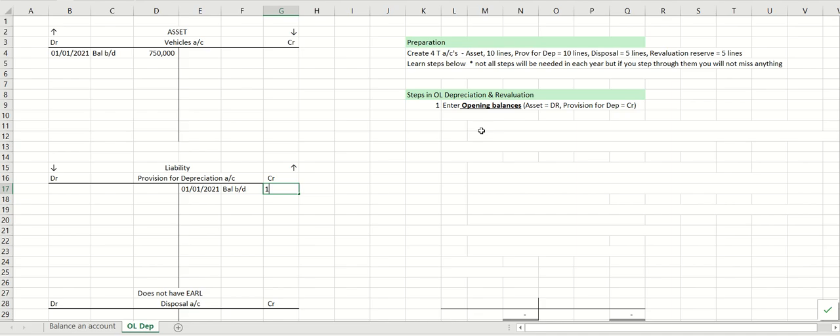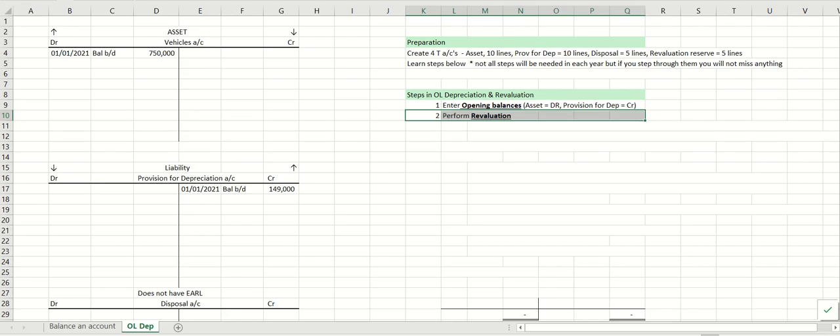And it's 149,000. Okay, there's no opening balance on a disposal account. And there's no opening balance on these revaluation accounts at ordinary level. So we just enter our 2 opening balances for those accounts and that's our first step done.